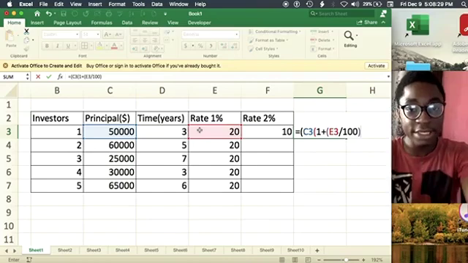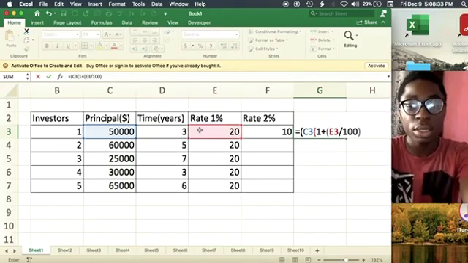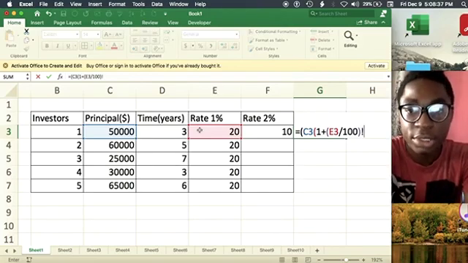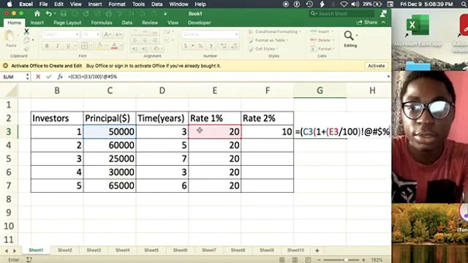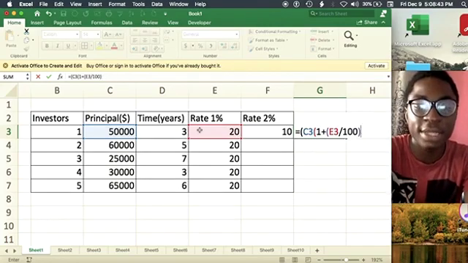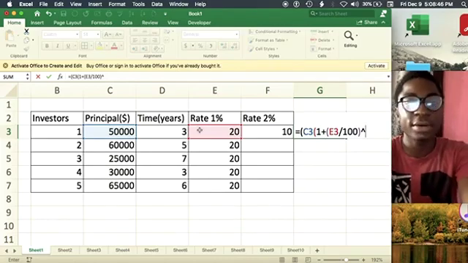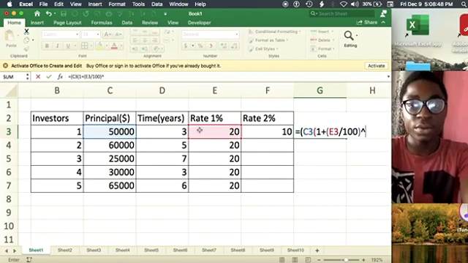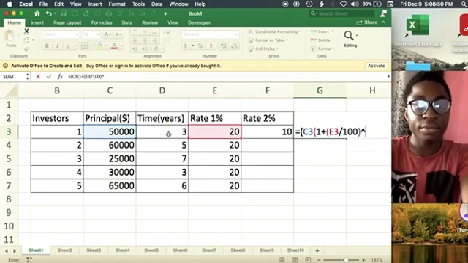Then we'll need to raise this to the power of the time. So I wonder where the raise to power symbol is on this keyboard. So let me check. Okay, finally, luckily, I saw it. That is on 6. Yes, on 6. So now that will be raised to the power of the time. That will be here, which is 3 years.